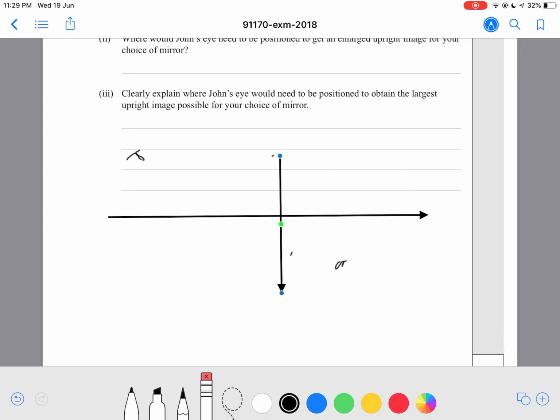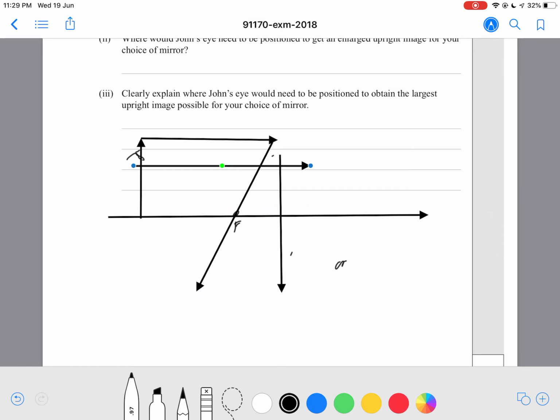Basically, we're going to have our image here, and if we have our focal point here, we're going to draw our first ray. It's going to hit the concave mirror and bend back towards the focal point. It's going to look something like this. Our second ray is going to travel directly downwards towards the horizontal axis and bend back at angle theta.